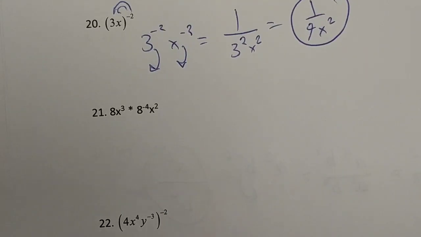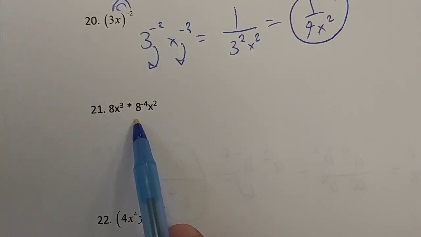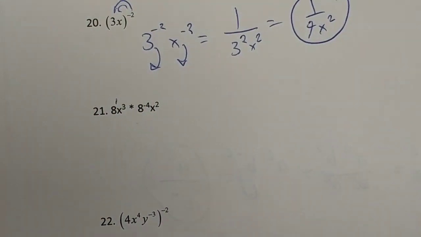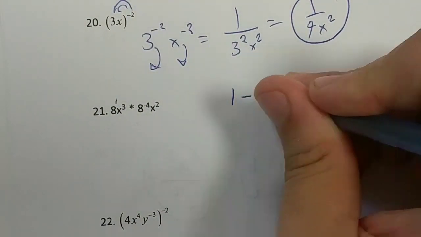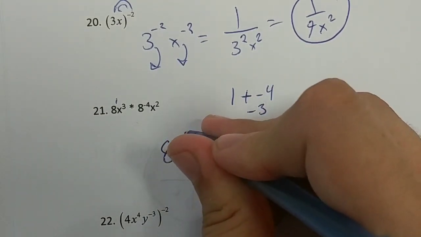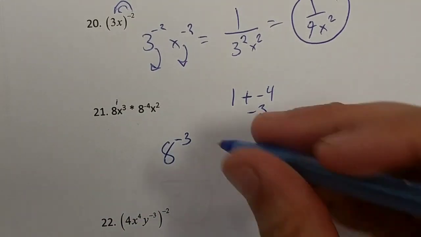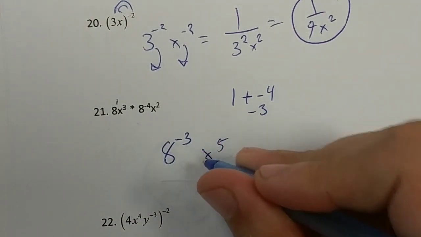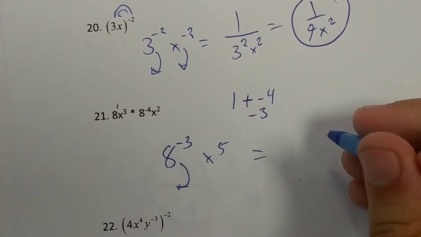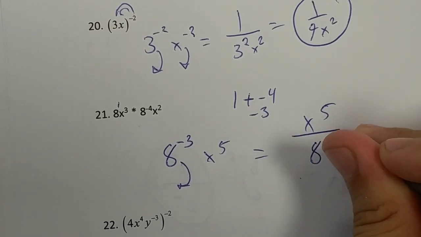Okay, this one, first you're going to do the numbers normally. So 8 times 8 to the negative 4. So that's 1 plus negative 4. So that's going to be negative 3. So 8 to the negative 3. X to the 3rd times x to the 2nd. That's x to the 5th. Now only 8 is negative, so that's the only one that goes to the basement this time. So you're going to get x to the 5th over 8 to the 3rd power.